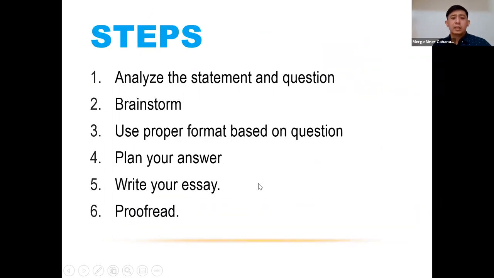So, steps for writing. Analyze the statement and question, guys. This is the most important. Again, I can't highlight this any further. This is the most important part of your assessment.